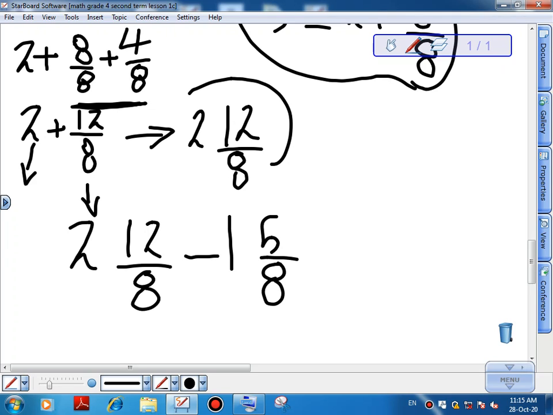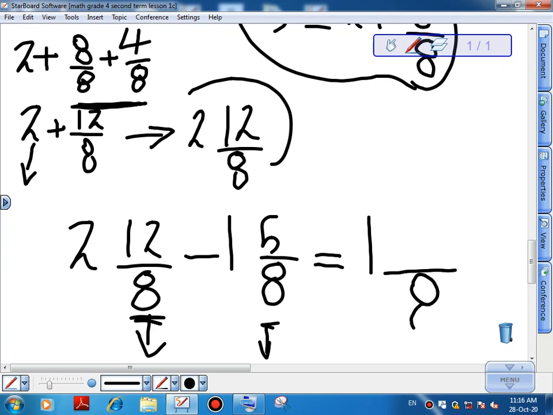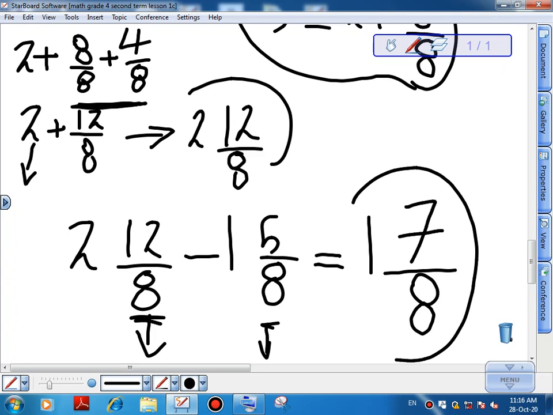First, look at the denominator. I have the same denominator, so we subtract the whole numbers. 2 minus 1 equals 1. Then we subtract the fractions. The fractions have the same denominator, which is 8. It will be 8 in the denominator. 12 minus 5, I can subtract. 12 is greater than 5. 12 minus 5 equals 7. So the result will be 7 over 8.